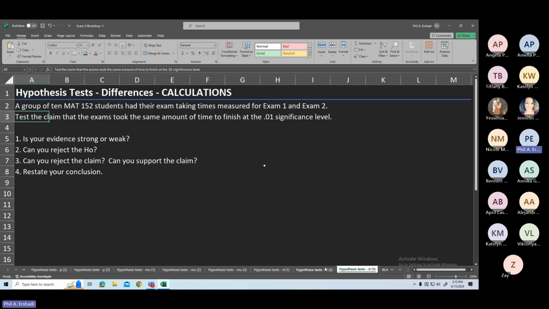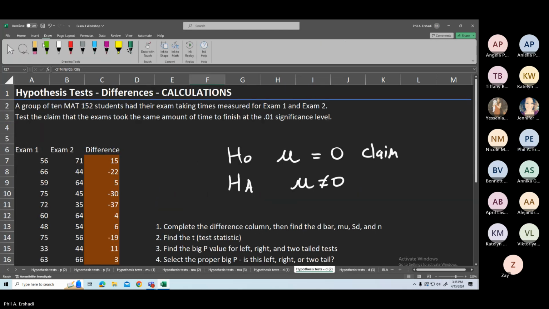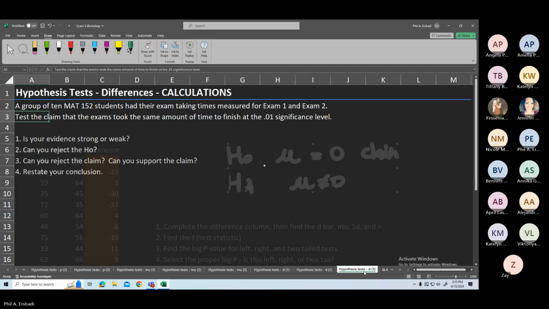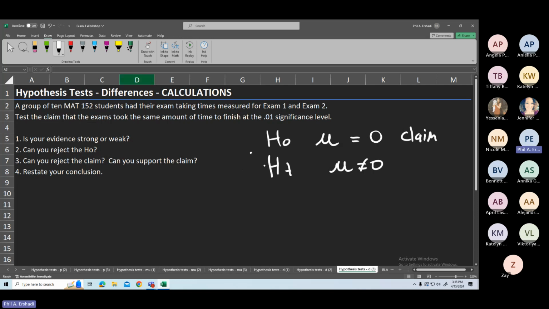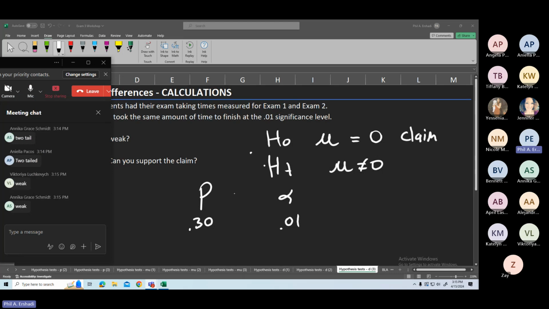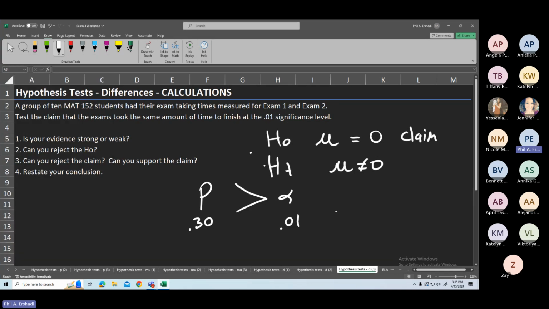So let me copy my hypothesis pair one last time. All right, so we have said the big P is 0.30, alpha is 0.01. Do we have strong evidence or do we have weak evidence? It's weak evidence. Very good, because big P is greater than alpha.